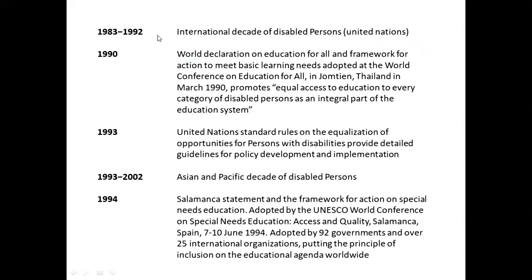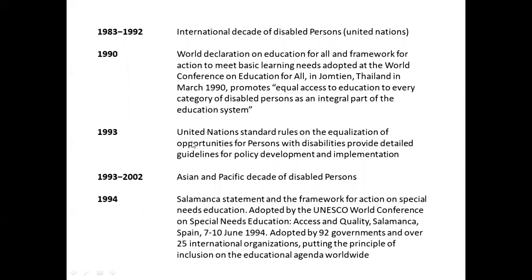1983 to 1992, this is the International Decade of Disabled Persons. And 1990, World Declaration on Education for All and Framework for Action to Meet Basic Learning Needs, adopted at the World Conference on Education for All in Thailand in March 1990, promotes equal access to education to every category of disabled person as an integral part of the education system.